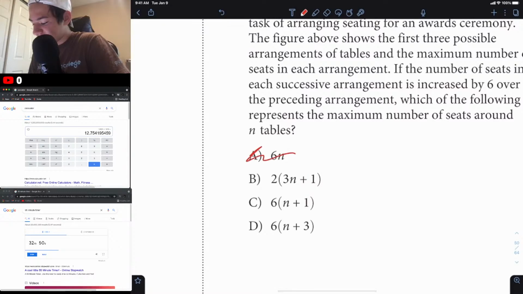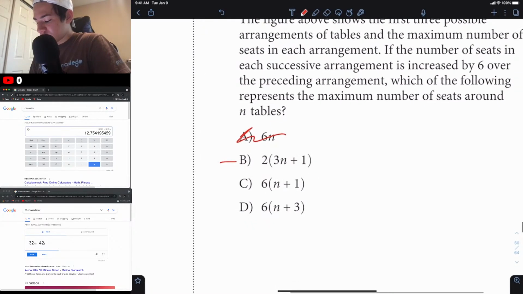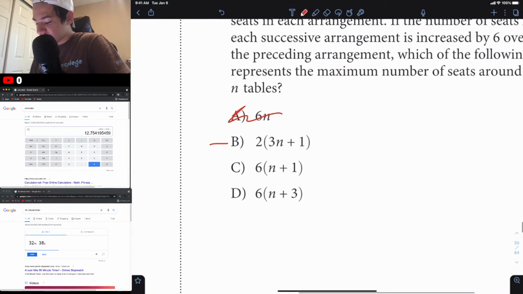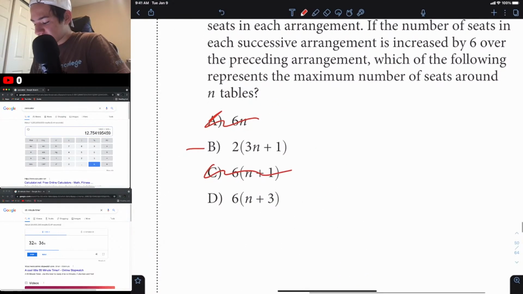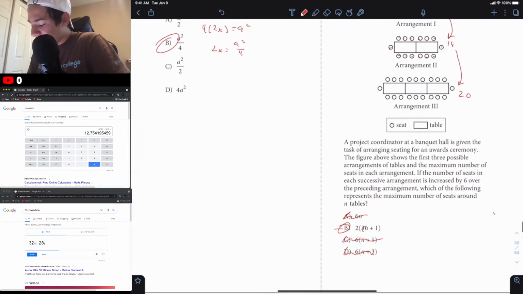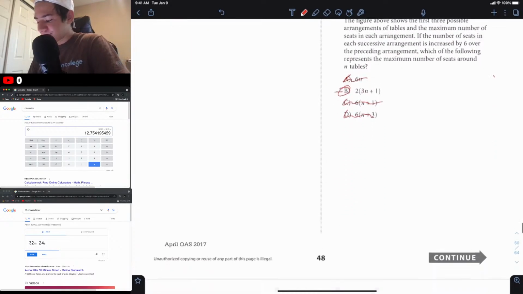So this gives me 18. 3 for n here is 9, plus 1 is 10, 2. I like this. N plus 1 is... Wait, okay, 3 plus 1 is 4. 6 times 4 is not 20. 6 times 3 plus 3 is 6 times 6 is 36. I'm going to go with B, because when I plug in 3 tables for n, I get the maximum number of seats, which is 20 for that table.